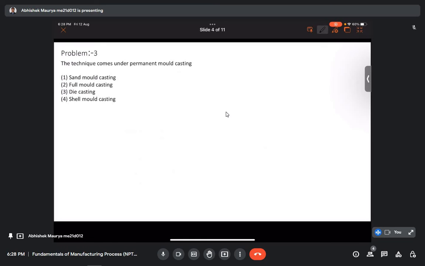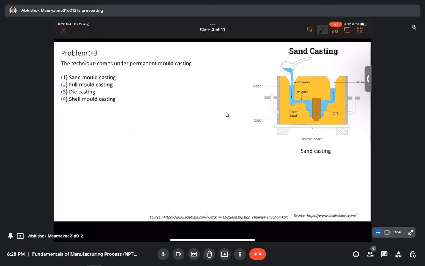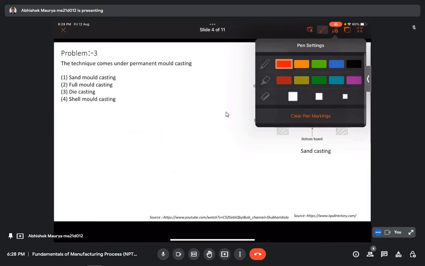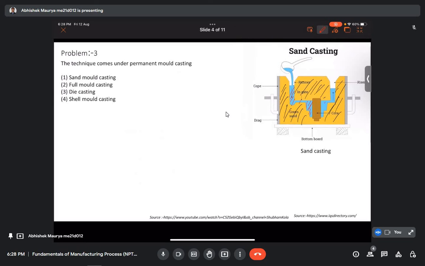So here these are the four methods of casting. The first one is sand casting, which all of us are aware of. Here the main thing is the whole mold is made up of sand. So we can see this is the portion of the mold, made up of sand, and here is the cavity region. Before filling the cavity, there is nothing inside it. Only air will be present in the cavity before molten metal is poured inside. So that's what happens in sand casting.